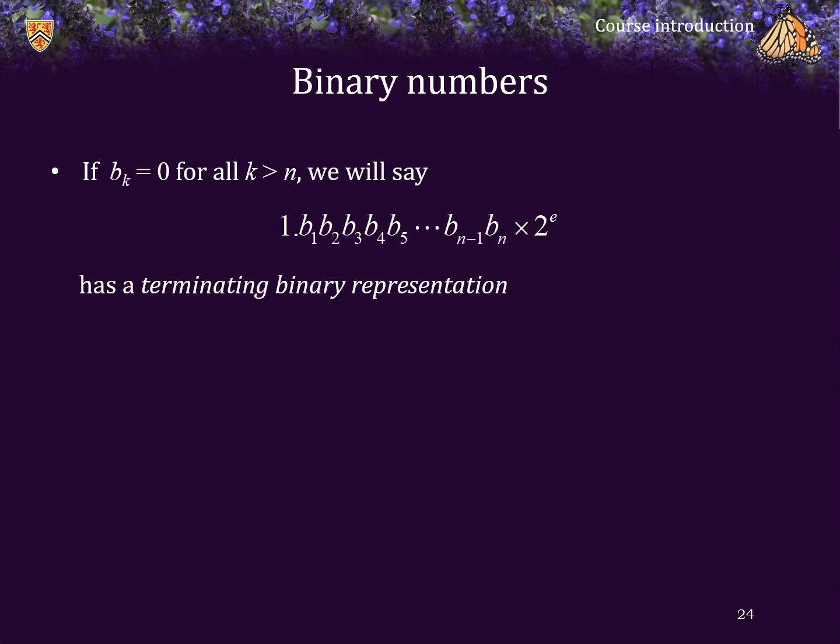Now, if all bits after the nth bit of the mantissa are all 0, we will then say that this binary number has a terminating binary representation. And consequently, this indicates that this number represents a rational number with a denominator of some power of 2.